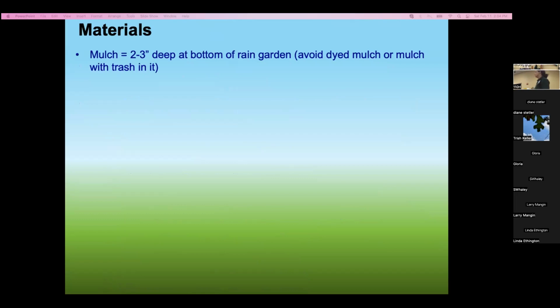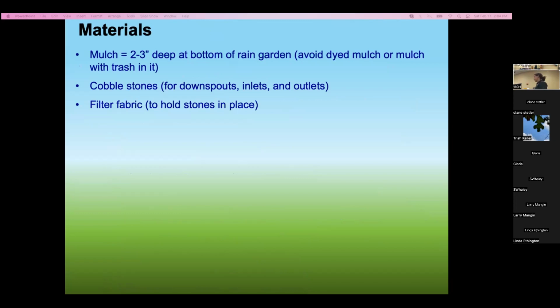Materials. You're going to want mulch about 2 to 3 inches deep. Try to avoid any dyed mulch or any mulch that has trash or debris in it that you wouldn't want in your garden. Cobblestones are for your downspouts, your inlets, and your outlets, again to help with the flow and slow the velocity. Filter fabric: you don't want your stones washing into the soil and getting away from you, so the filter fabric helps hold the stones in place.